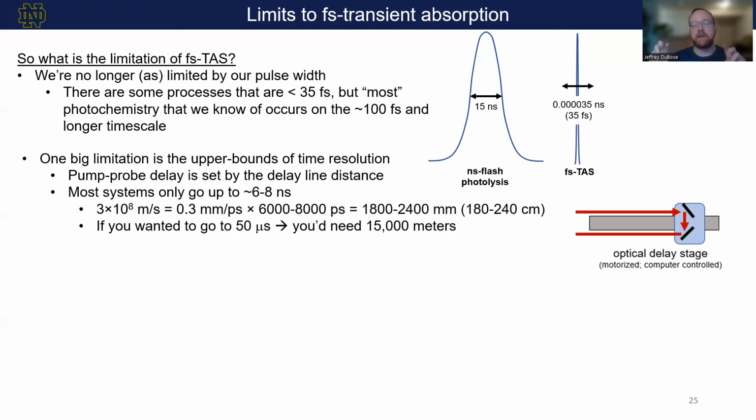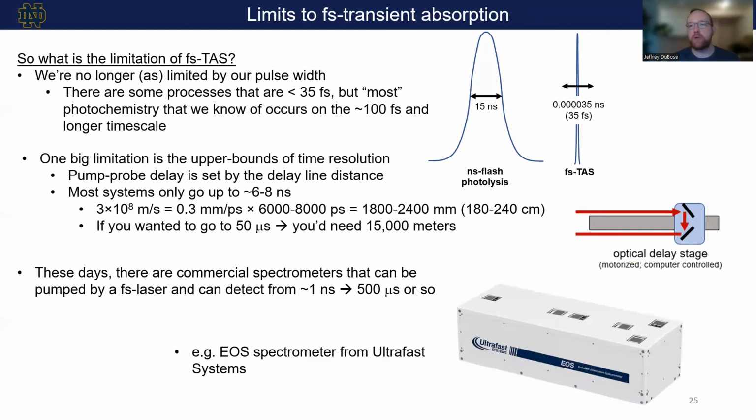Now, I say that there are these days some commercial spectrometers that can be pumped by a femtosecond laser that can detect from about 1 nanosecond out to about 500 microseconds or so. So for example, Ultrafast Systems sells what's called the EOS spectrometer, kind of shown here. This uses kind of a different way of doing the spectroscopy. So I don't really have time to dive into exactly how this works.